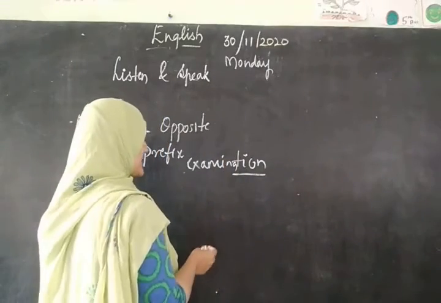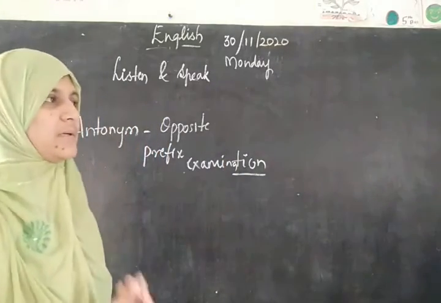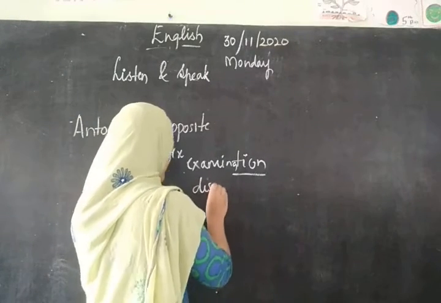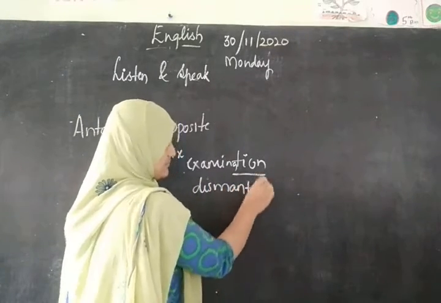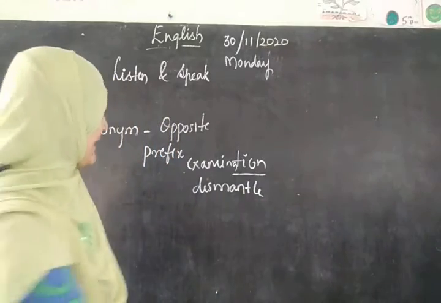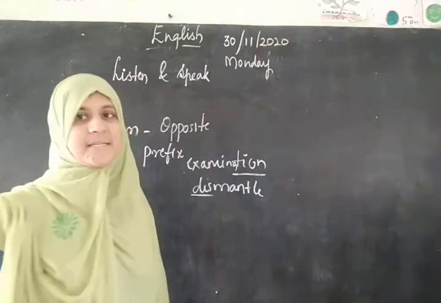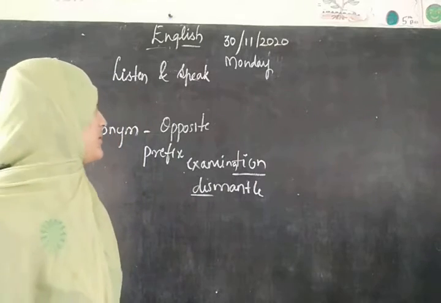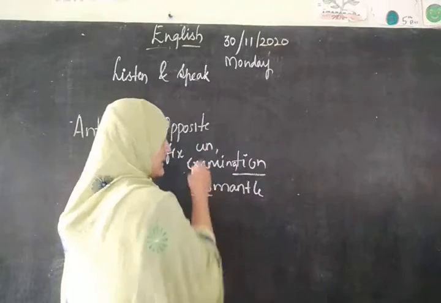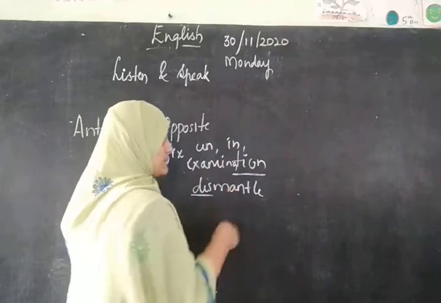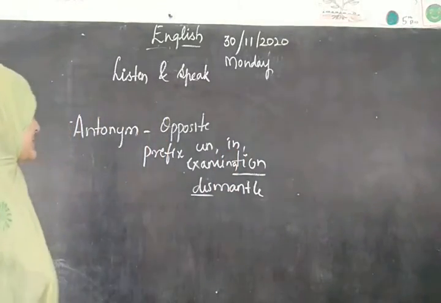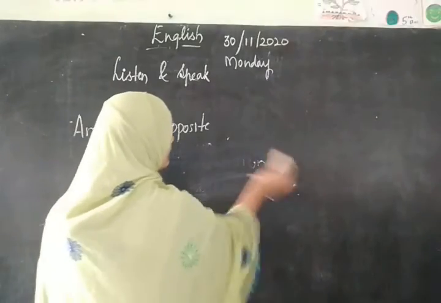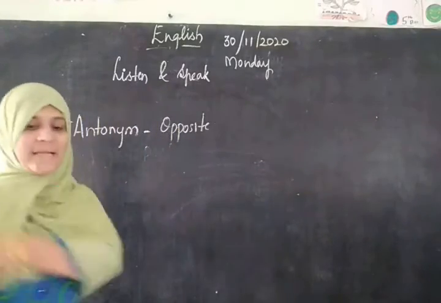What if I write examples of a prefix? Mantle, dismantle. We are adding dis to the word mantle. Or you can add un, or you can add in. These are three examples of prefixes. Now, they've given a few examples in your text that you have to make into antonyms.